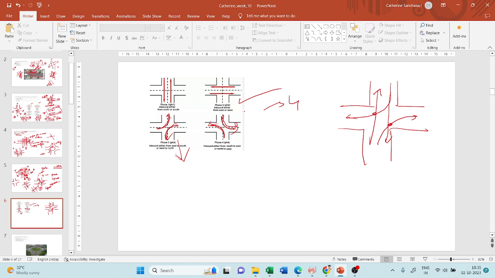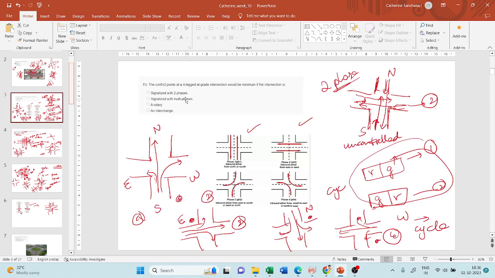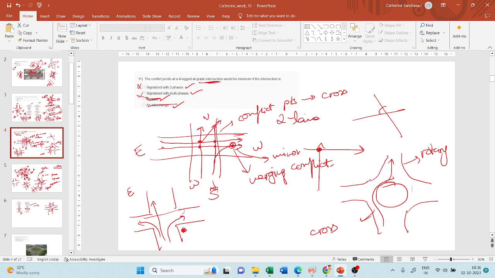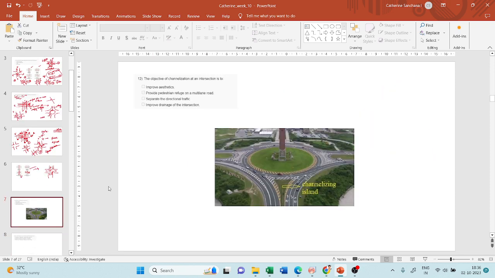If you provide one phase, what will happen? It will just become an uncontrolled intersection or a priority intersection, right? So a two-phase signal has conflict points, whereas if you keep on increasing the number of phases, the number of conflict points will reduce. So of the two options given here, the one which will reduce the conflict points to a major extent will be the signalized intersection with multiple phases. Okay. So now moving on to the next problem.